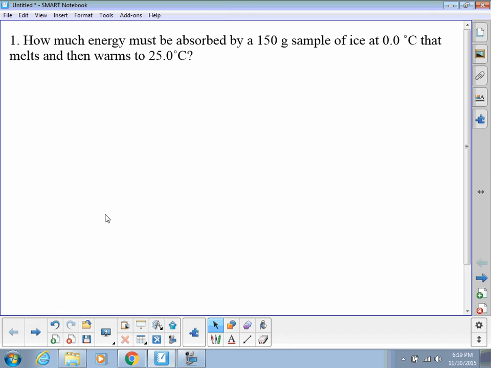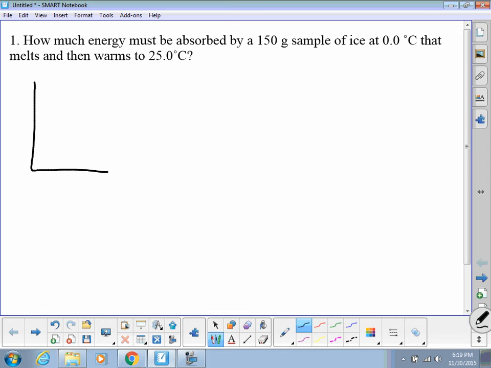We start with doing a heating curve for the question to help us figure out what it is that we need to do. So question 1 says, how much energy must be absorbed by a 150 gram sample of ice at 0 degrees Celsius that melts and then warms to 25 degrees Celsius? So if we make our little heating curve thing over here, energy down here, it starts out at 0 degrees Celsius. So the whole sample of ice is at 0 degrees Celsius and it's going to melt.